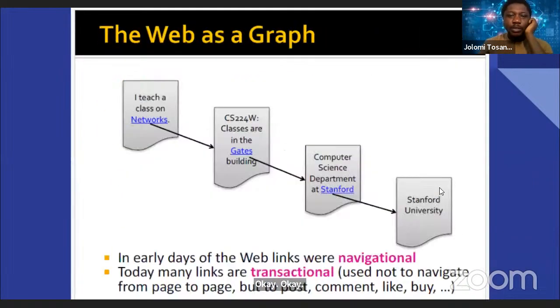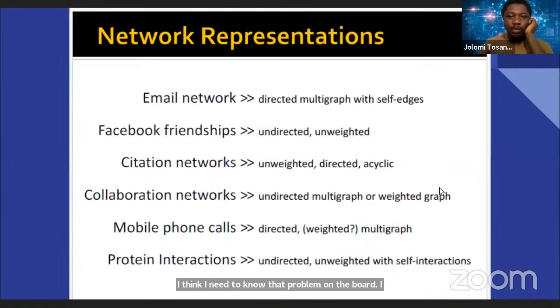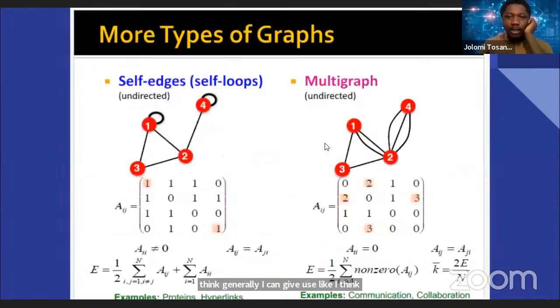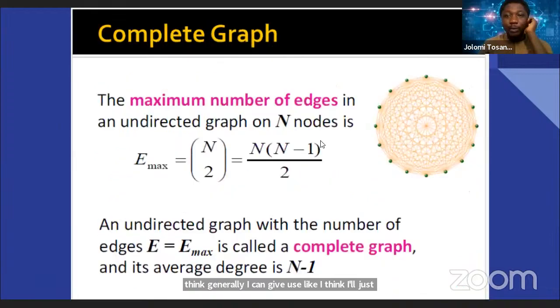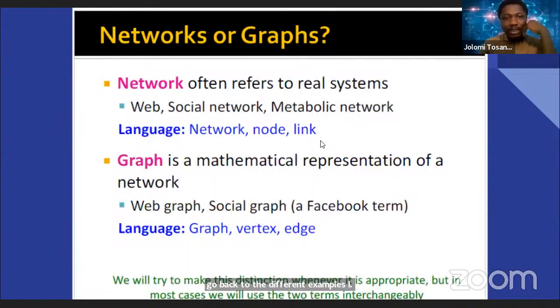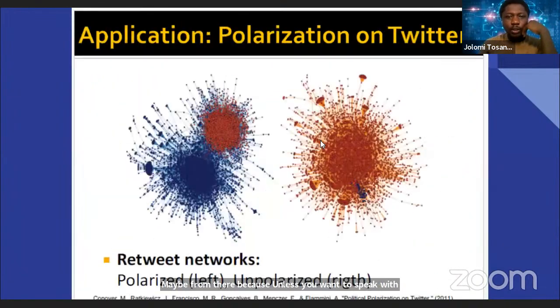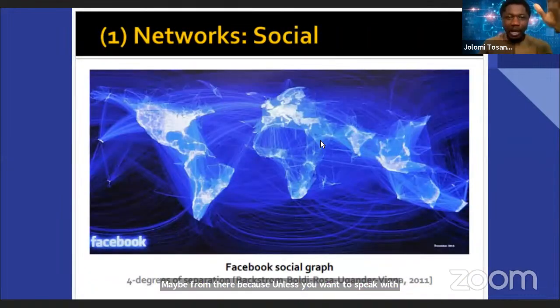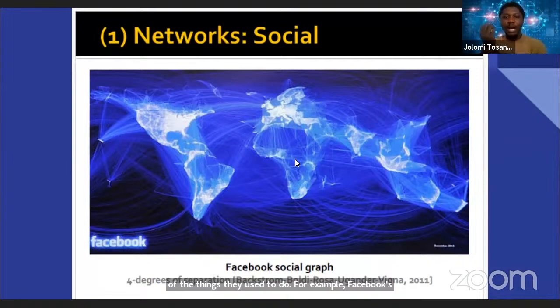Generally, I can go back to the different examples I gave, unless you want to speak with me privately. To answer this question, these are some of the things people use it to solve. For example, with the Facebook social graph, you can do Facebook recommendation, where you want to recommend people that are connected.